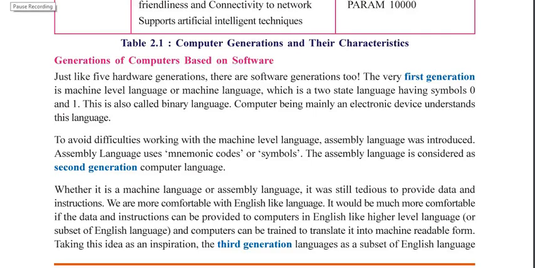Welcome back, students. Now we will start with the generation of computers based on their software. Just like the five hardware generations, there are software generations too.